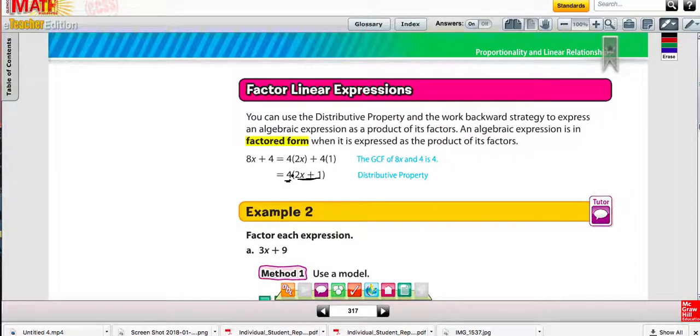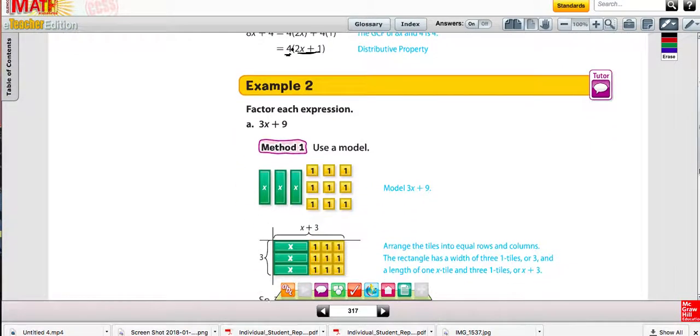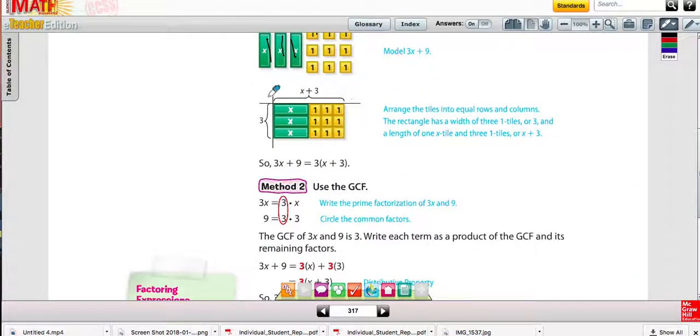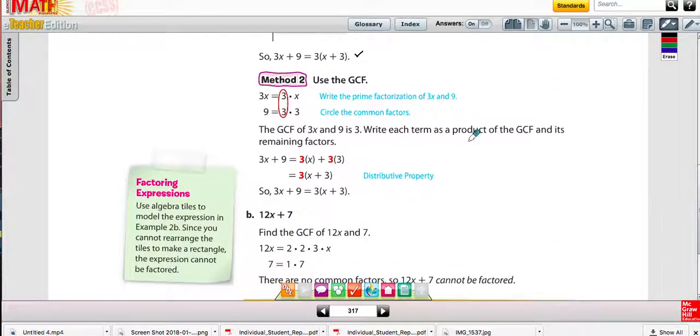For example 2 then, we're going to take a look at factoring 3x plus 9. Okay, so we can use a model. There's our 3 x's again, and then there's our 9 1's. Okay, and then we can split that up into a visual model to break that into 3 times x plus 3. Okay, that will give us an answer of 3 times x plus 3. There's one model.